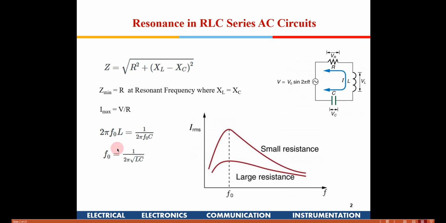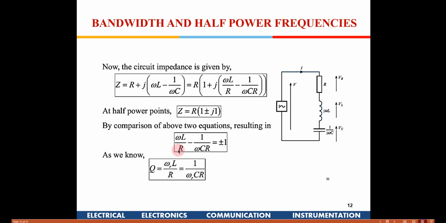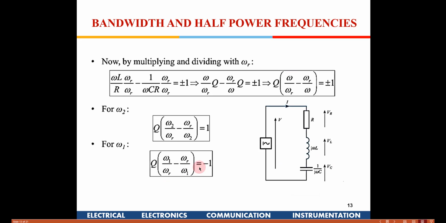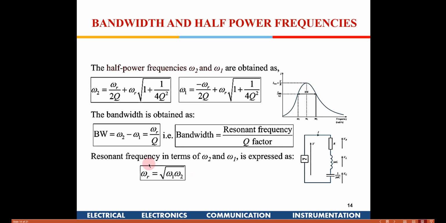Omega r is 1 by root LC. So if you are told to find only the bandwidth, then you can use this formula straight away. You can find the value of omega r, and you can find the value of Q, which is L omega r by R, and then you can find the bandwidth. But if you are told to find omega 2 and omega 1, then you can use these formulas.